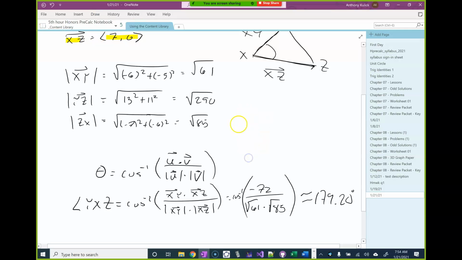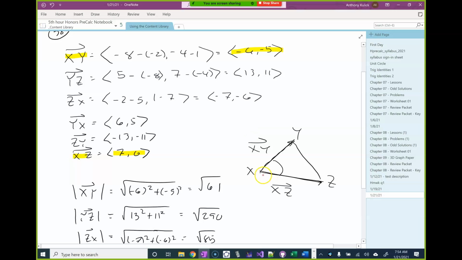The key is that the tail of both vectors has to be at the angle you're looking for. So if you wanted angle z, you need zx and zy. You know what I mean? That's the only place where you really have to be careful.